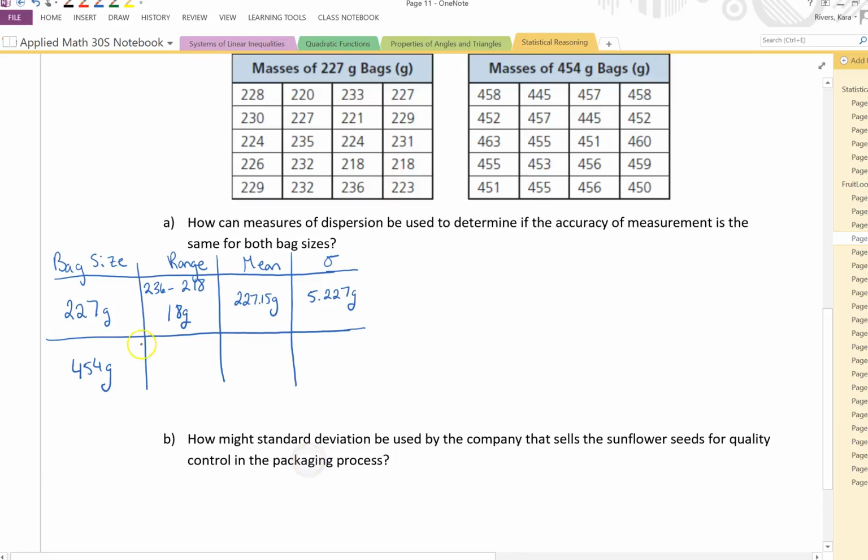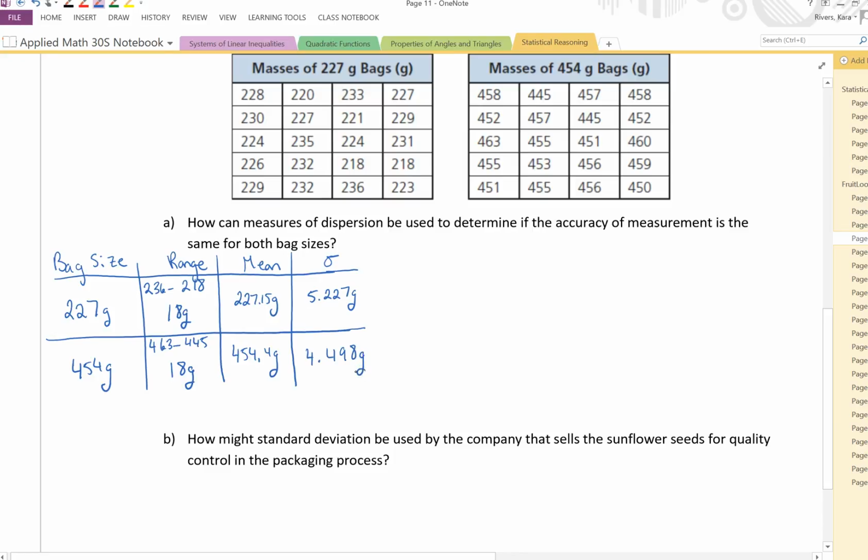The range, did I say 436? 463, sorry. 463 minus 445. And we've got 18 grams as our range. And if you look at the range for the 227 gram bag, those are the same. The mean, 454.4 grams. And our standard deviation of 4.498 grams. I'm just doing some rounding here.